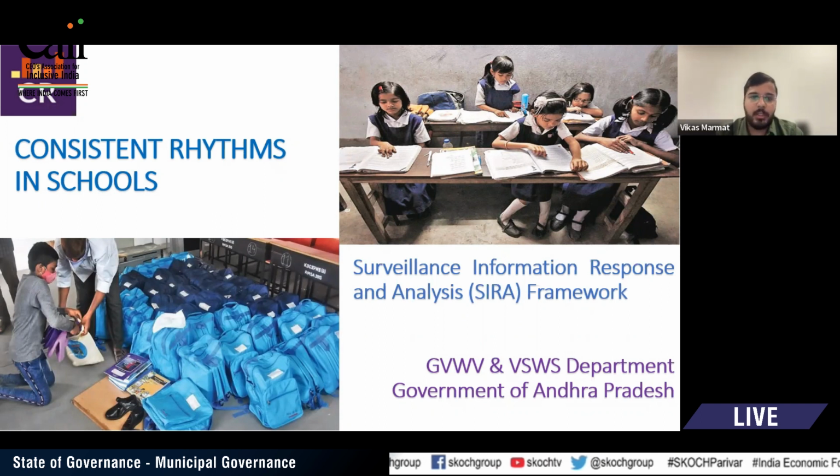So keeping that in mind, this project, so our department is more of an administrative department, and this department keeps on taking various projects that the government requires the department to take up. So this project is basically for making the infrastructure and overall monitoring of the schools better. It is based on a framework of surveillance, information, response and analysis, the SIRA framework.